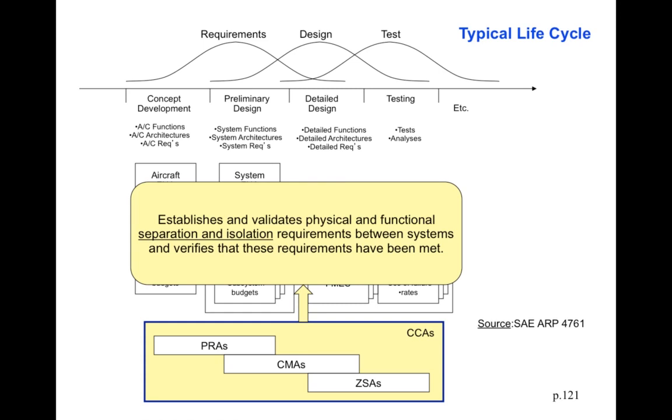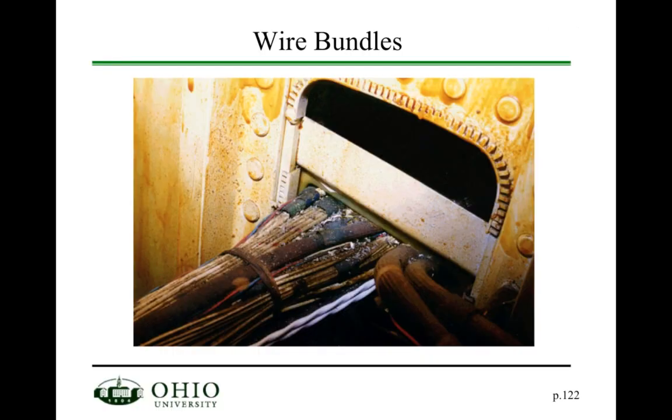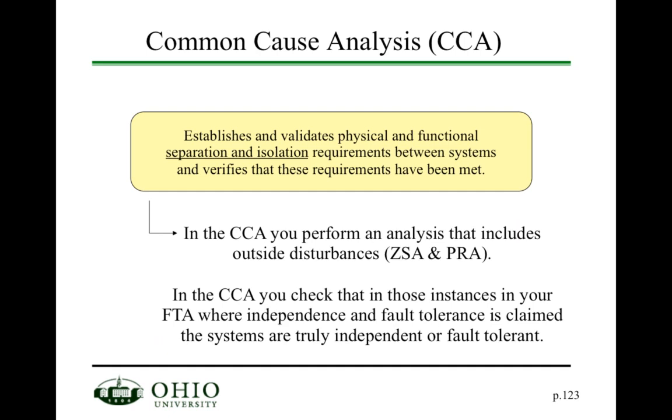So in the final set of slides, we're going to look at the common cause analysis. So we're going to look at a particular risk analysis, common mode analysis, and the zonal safety analysis. I got this little example in here regarding the wire bundles, and I'll get back to that in a second. Now basically, what a common cause analysis does is that it establishes and validates the physical and functional separation and isolation requirements between systems, and also verifies that these requirements have been met.